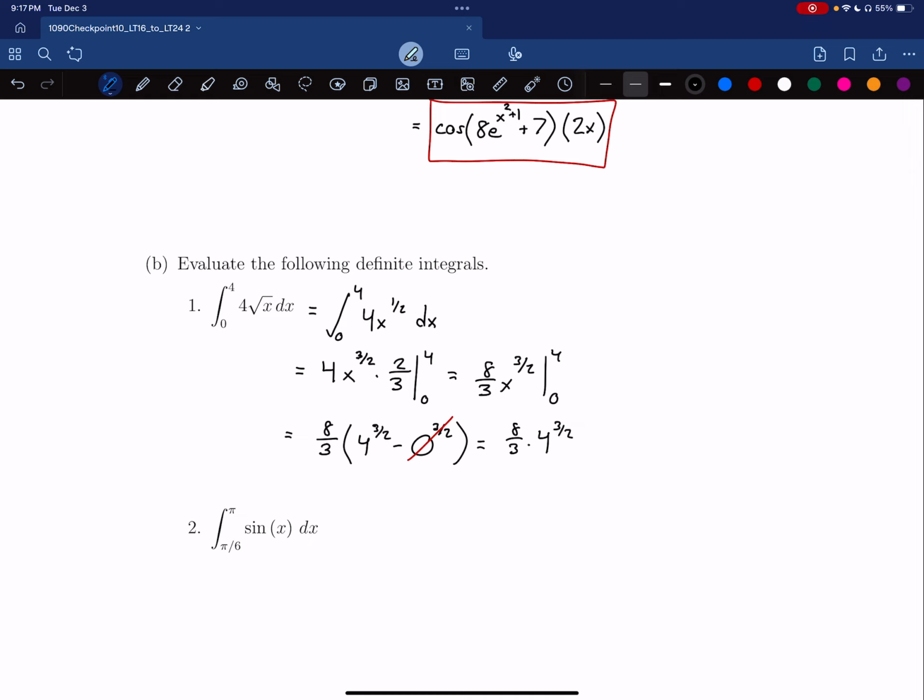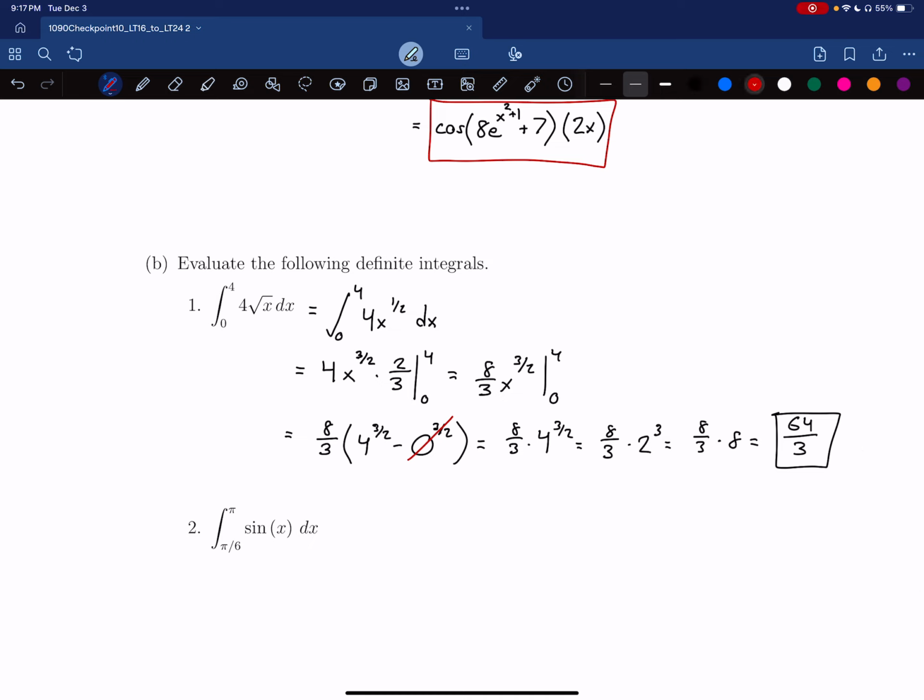This is not too terrible to solve. 8/3 times 4 to the 3/2. That 4 to the 3/2 becomes 2 to the 3rd power, because that 1/2 power is a square root. The square root of 4 is 2. Same as 8/3 times 8, which just leaves us with 64/3. And we don't need a plus c here because this is a definite integral.